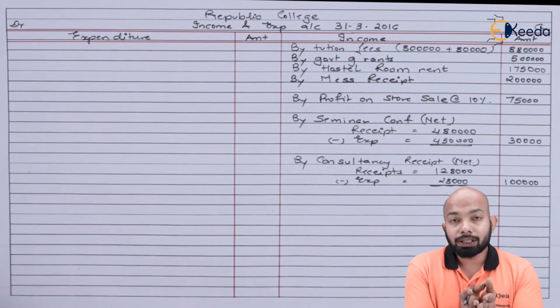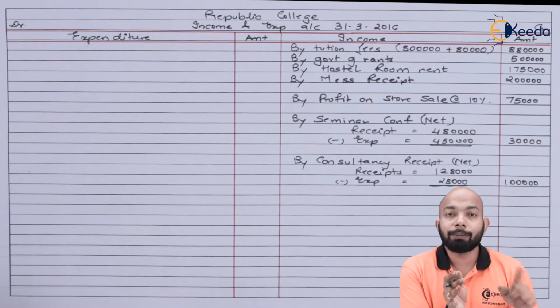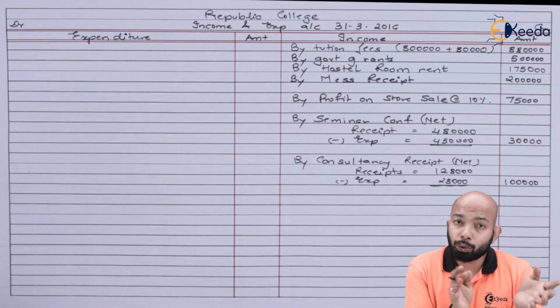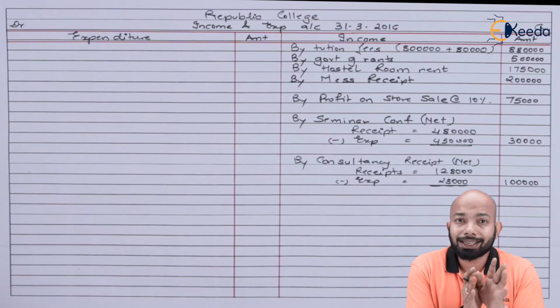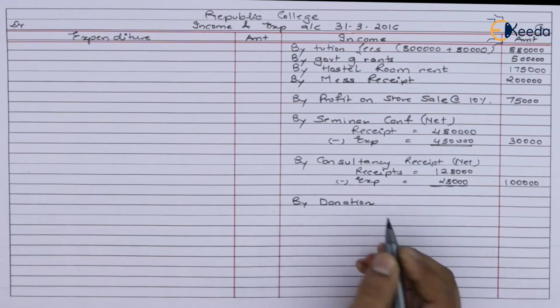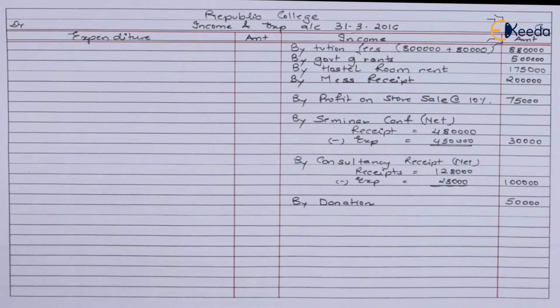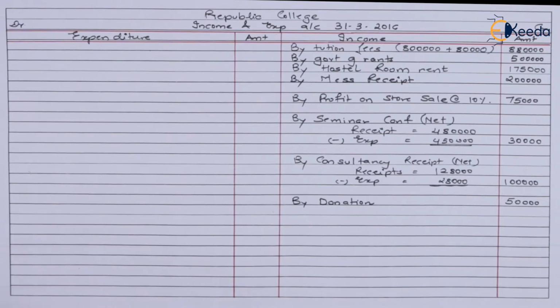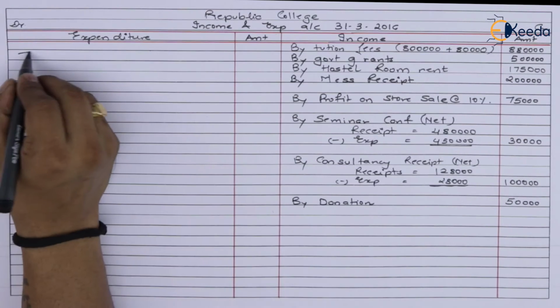The reason why we are doing this is because we are adjusting both the debit and credit items here together so that we can reduce the stress here. And the last is the donation. Now, with this, we have completed the income parameter. Let's go on to the expense part.